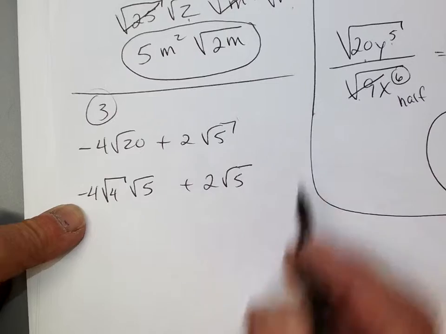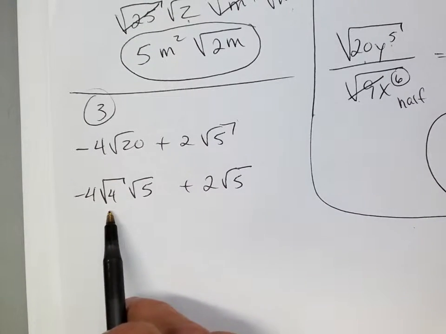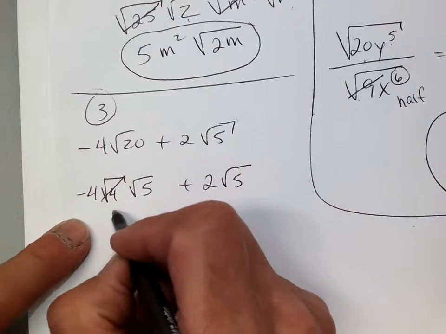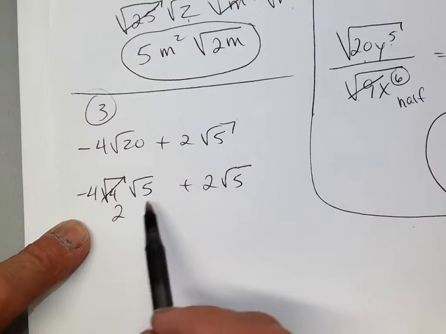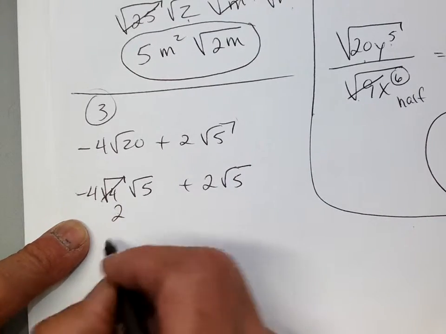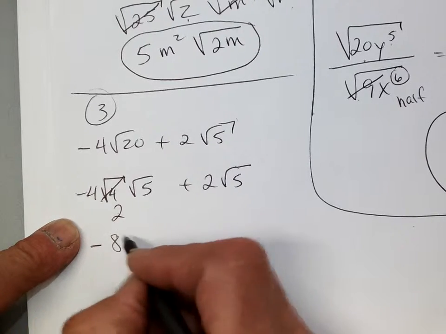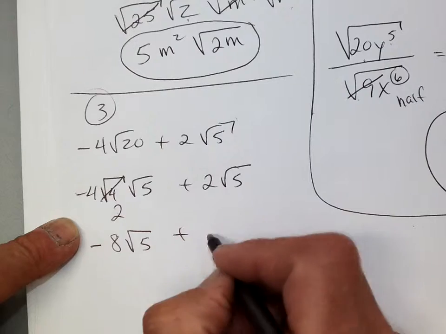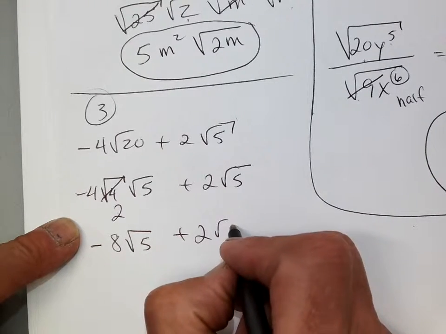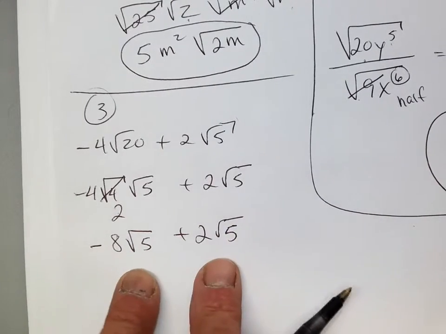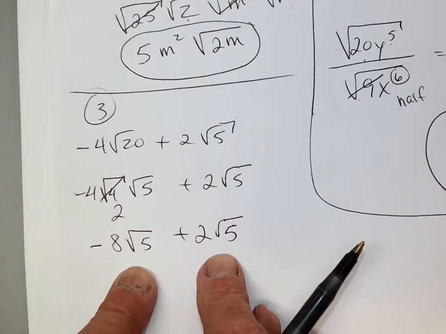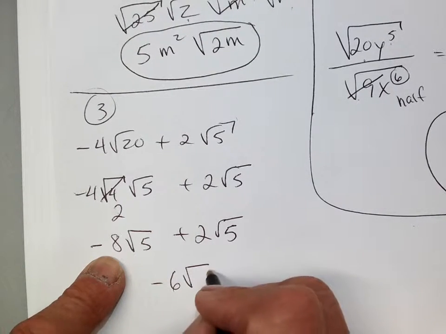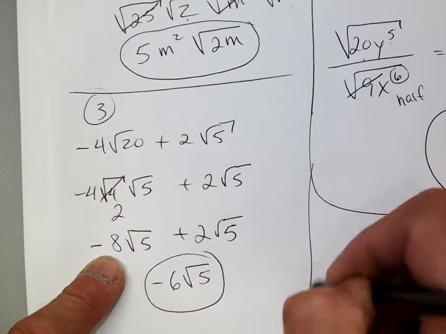So when I get done fixing this, I should be able to add them. The square root of 4 is 2. And that 2 times negative 4 makes a negative 8 square root of 5, plus my 2 square root of 5. And now because they're the same square roots, I can actually combine them and make a negative 6 square root of 5. I can add them.